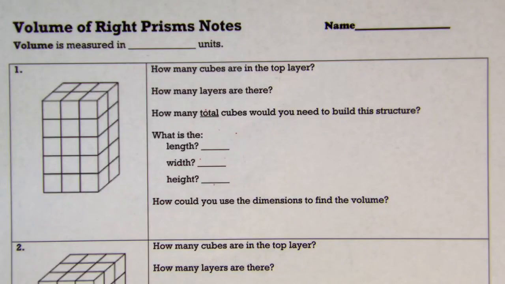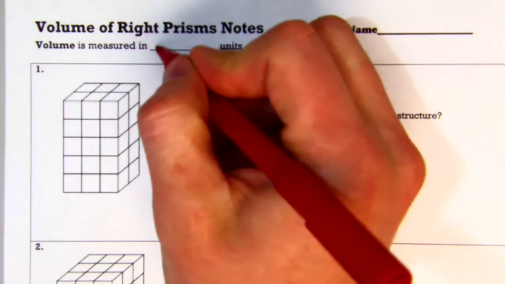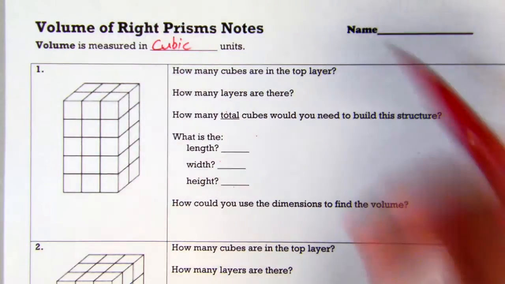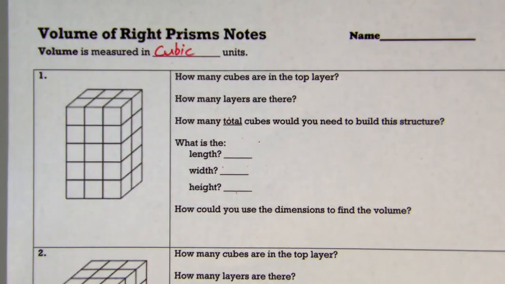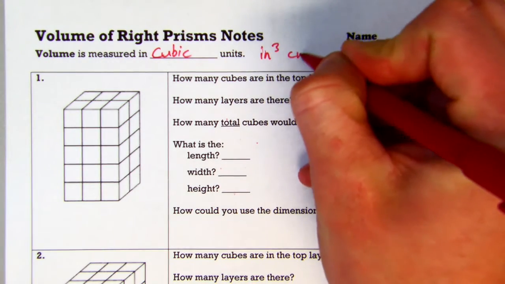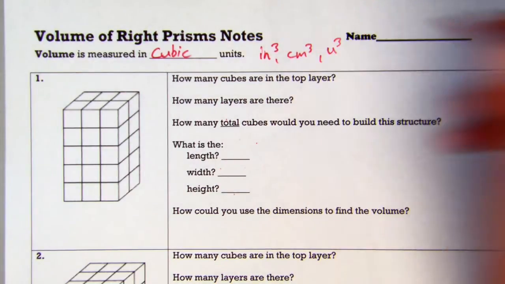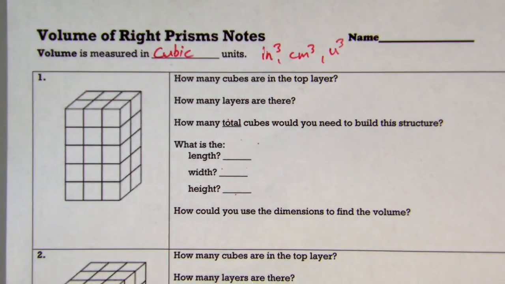Alright, today's lesson is on the volume of right prisms. So we'll start off by talking about how volume is measured in cubic units. The reason we use cubic units is because there are 3 dimensions: the length, width, and height. That can be inches cubed, centimeters cubed. If there are no units attached, we would just say units cubed, the U cube.